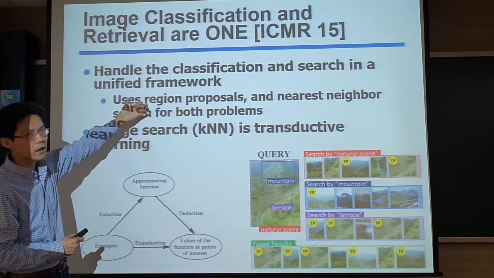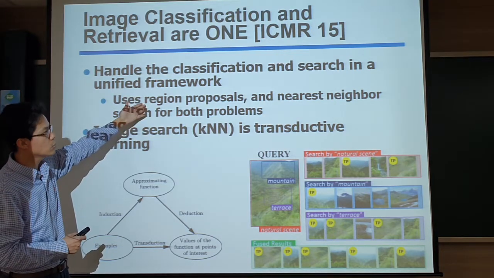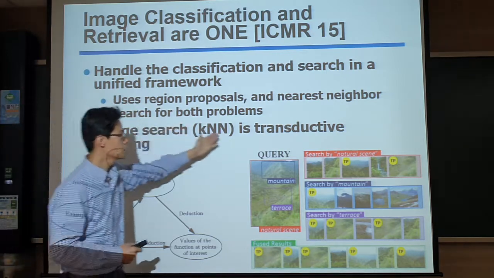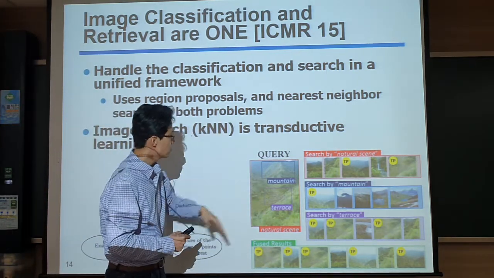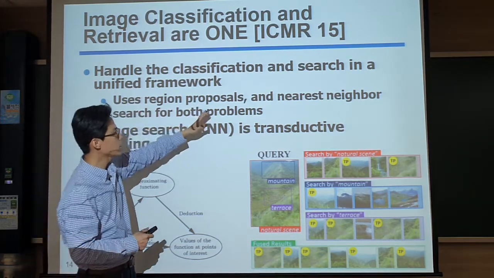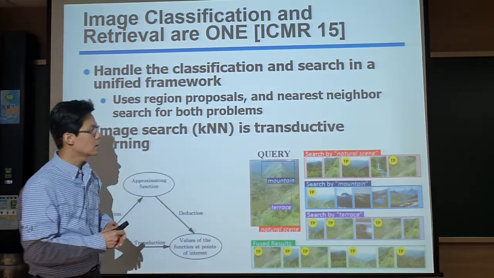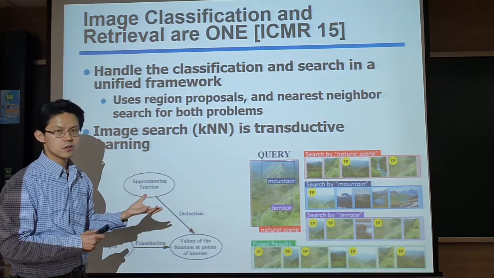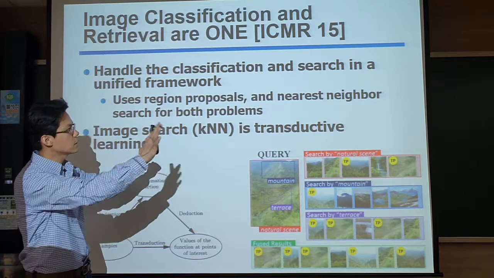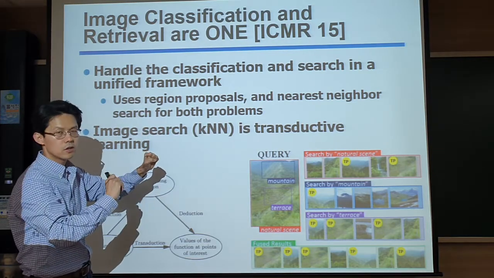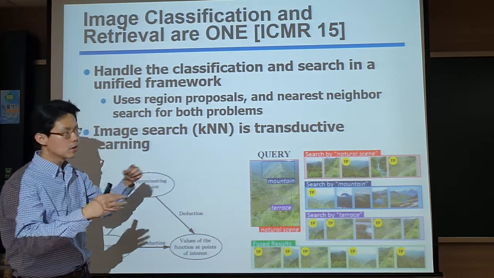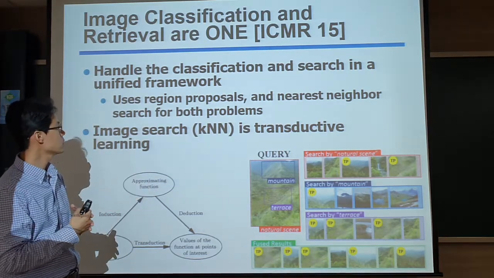At that time they didn't use a region proposal network. They just used a manually designed region proposal. So given the query image, they extract some regions, and then they do this nearest neighbor search. Nearest neighbor search is nothing but image search, right? Given a query region, a query descriptor, we want to identify the nearby images or nearby descriptors, which is the main concept of image search.